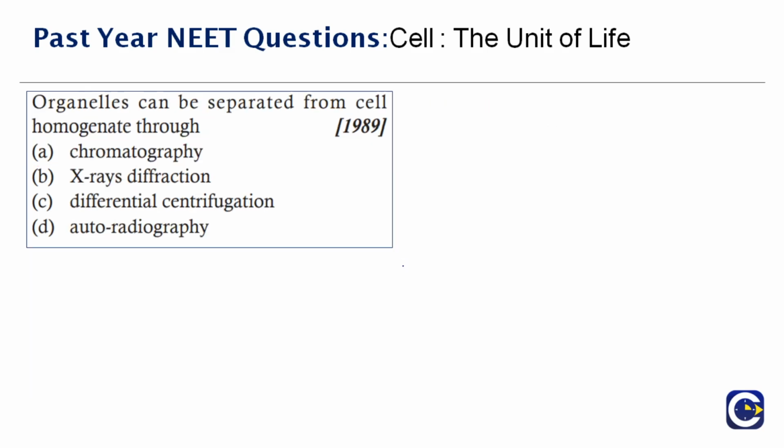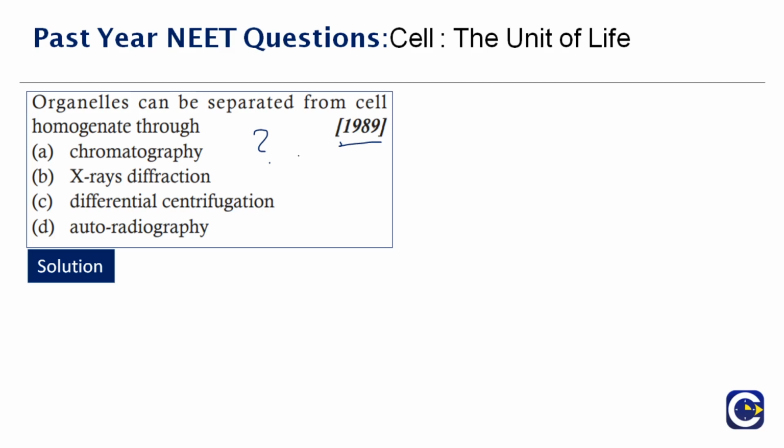Now let's move to the next question. This question was asked in the year 1989. Organelles can be separated from cell homogenate through dash. Chromatography is to separate proteins. X-ray doesn't separate anything. Autoradiography is also the same thing. Therefore, the correct answer is differential centrifugation.